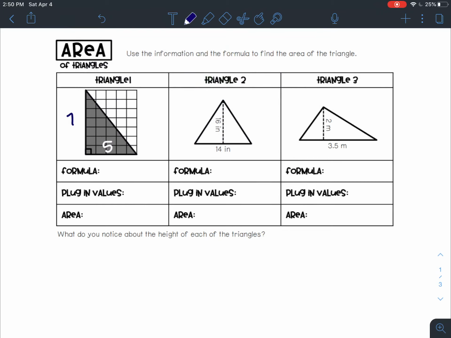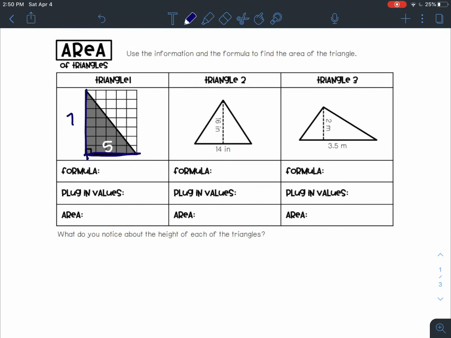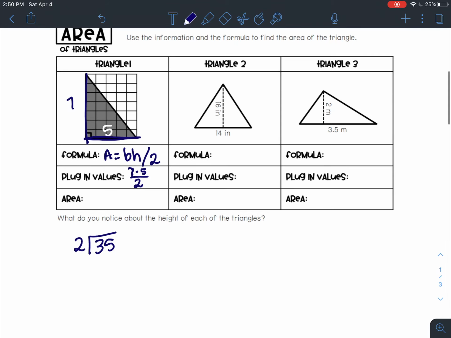So here I have a triangle that has a base of 5 and a height of 7. So my formula is base times height divided by 2. Now let's just plug in the values. So I have 7 times 5 divided by 2. So 7 times 5 gives us 35, and 35 divided by 2.